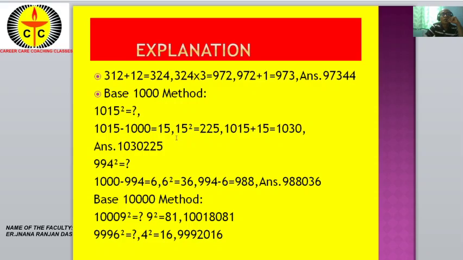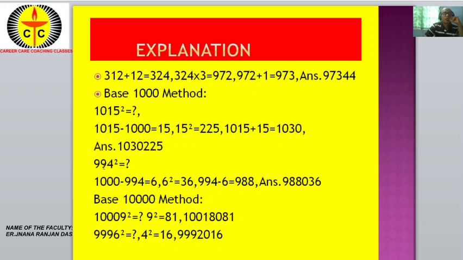Here you have to add some carry here. Probably this will be corrected. That is 1015 plus 15, that is 1030. Here it is 3 digits. You have to keep 3 digits here, no carry. So this becomes 1030225.